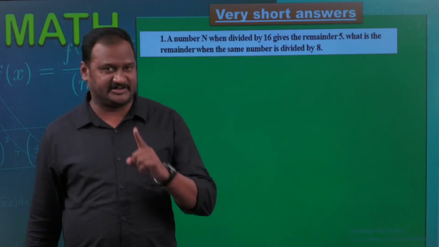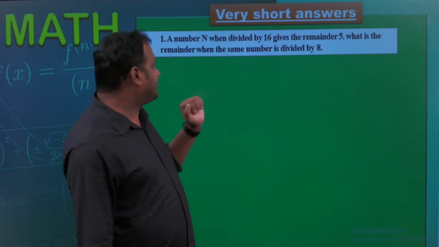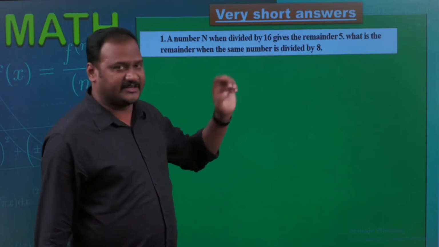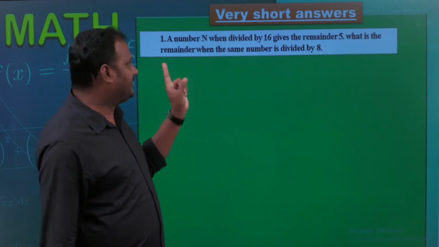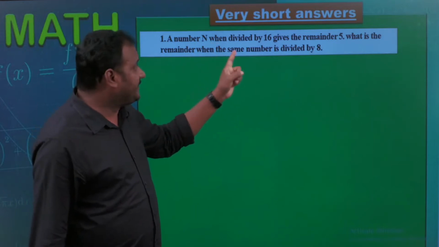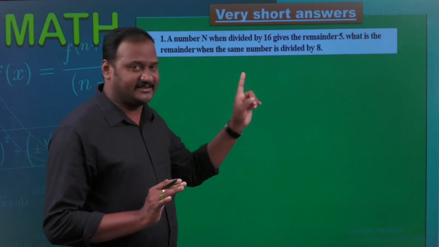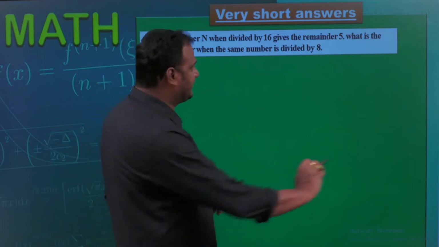starting with very short answer type questions, which carry 1 mark. Here the problem is: a number n when divided by 16 gives the remainder 5. A number n when divided by 16 gives the remainder 5. Let us try to write this in division format.